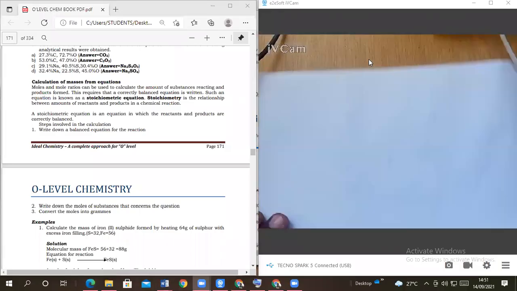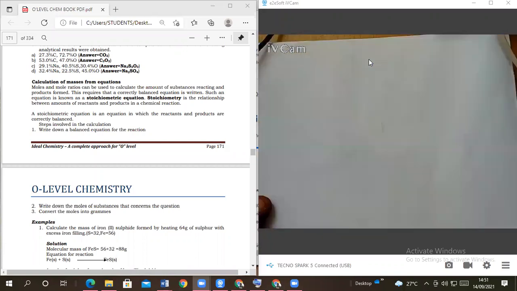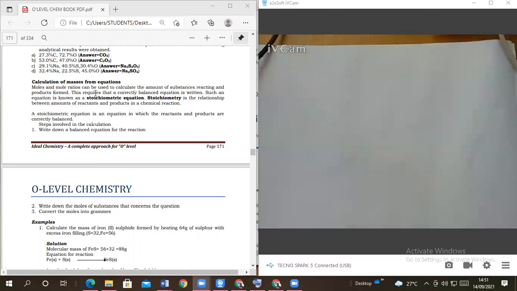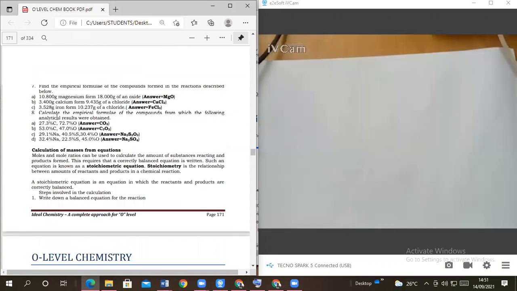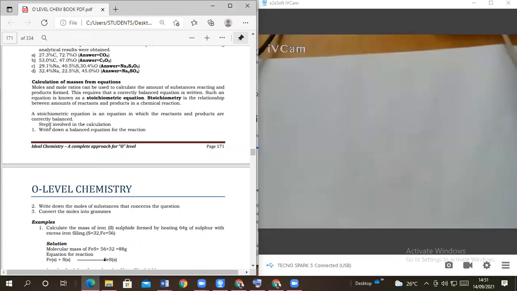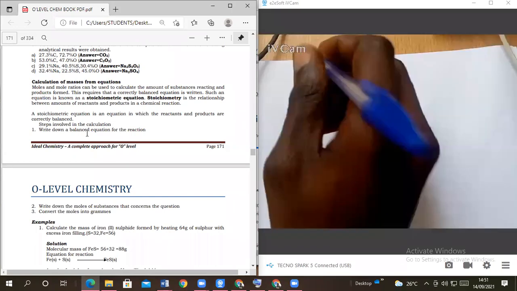When you're calculating masses from equations, there are only three things you need to consider. Moles and mole ratios can be used to calculate the amount of substance reacting and the products formed. The moles and the mole ratios. You cannot get these moles and mole ratios from anywhere else, apart from one step. The steps in the calculation: write down a well-balanced equation. That's number one.